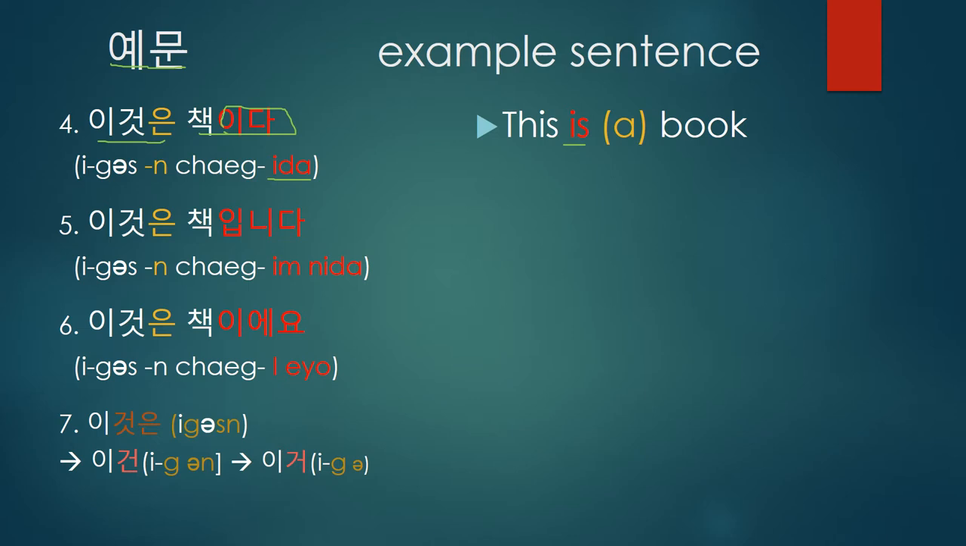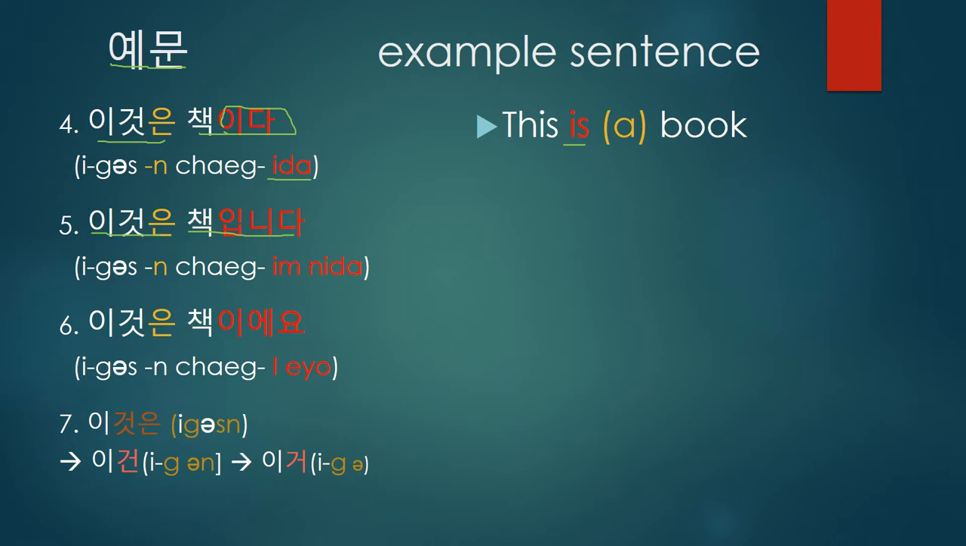And also, number five, 이것은 책입니다. 이것은 means this. 책 means book. 입니다 means is. Korean sentence order is different from English. In English, the subject comes first, and next the verb and the object. But in Korean, the subject is the same, but the object comes before the verb. That's the difference.